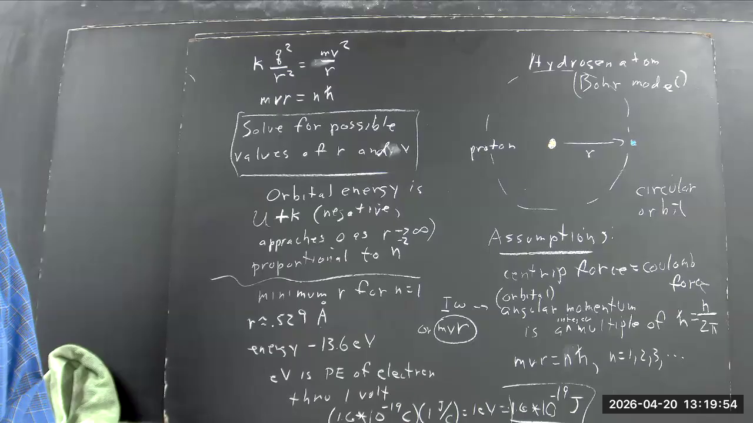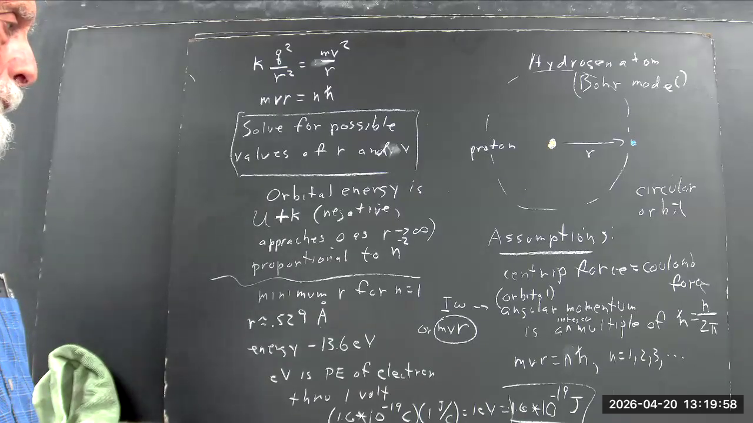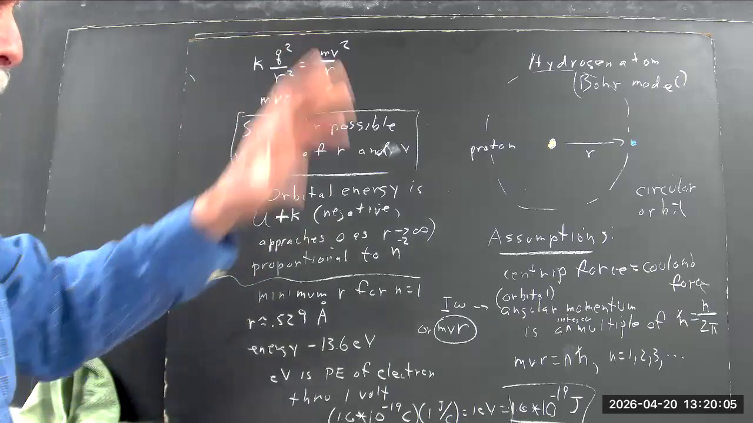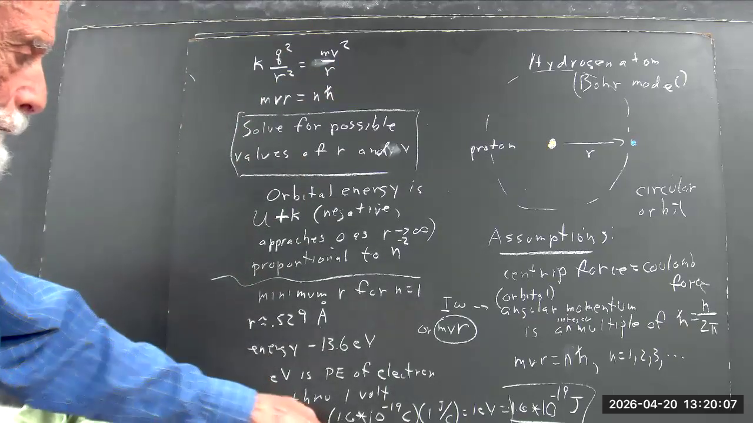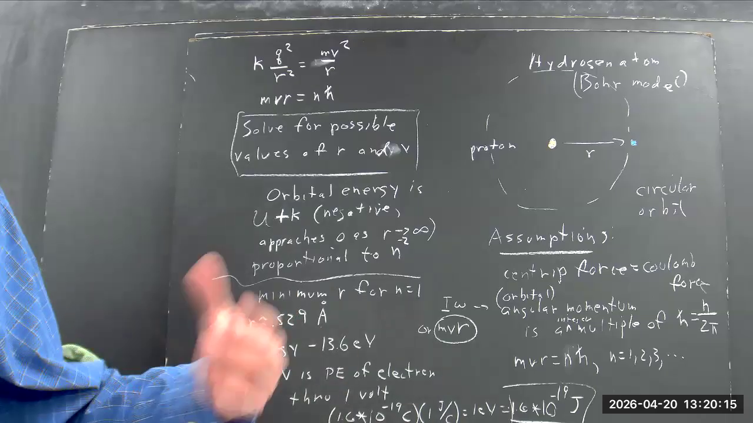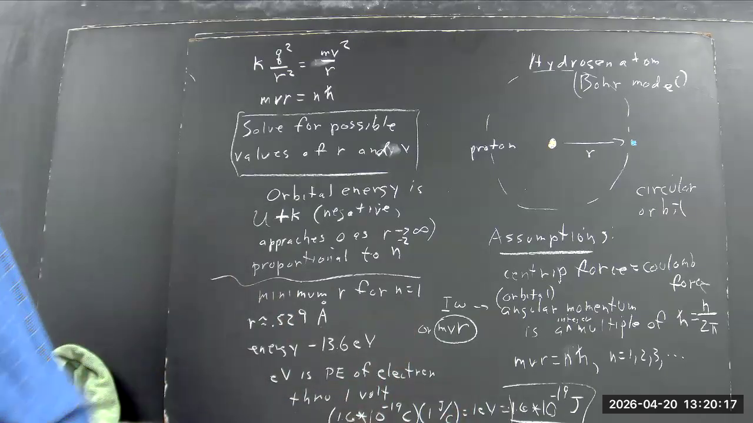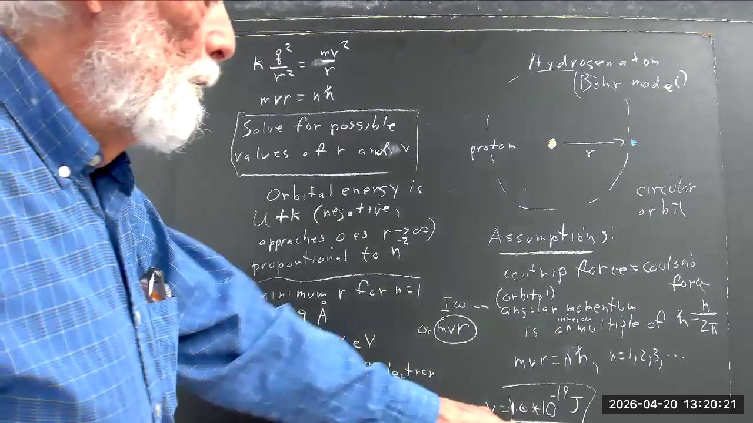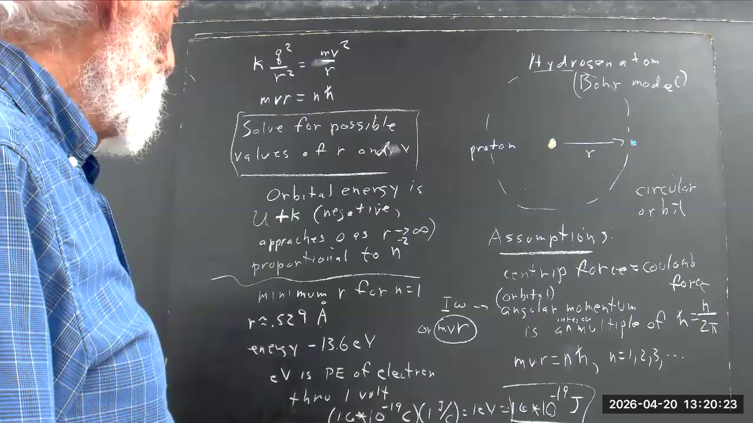Okay. Actually, it's going to be more than that. My brain isn't working with numbers. I'm going to do that right now. 13 times 1.6 is about 20. 20 times 10 to the negative 19th is 2 times 10 to the negative 18th. Okay. You can do that in joules.